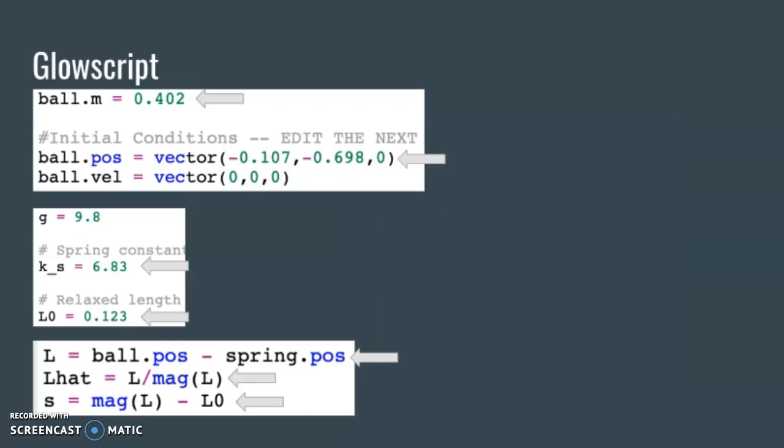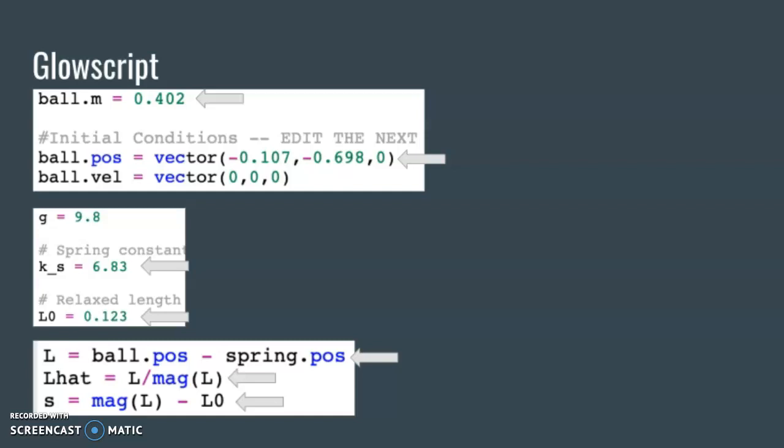This is the code I used for the first computer model. I began by copying the starter code into GlowScript. From there, I made the changes necessary to properly construct the simulation. The arrows point to each of the changes I made. First, I updated the ball's mass, which was 0.402 kilograms. Then I updated the ball's initial position, which I obtained from my initial position value from Tracker. I kept the ball's velocity at 0. I updated the spring constant and the relaxed length to the values I previously discussed.